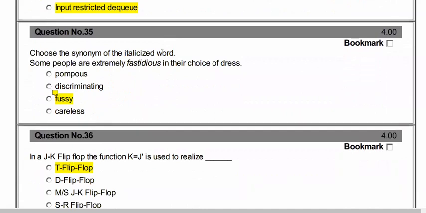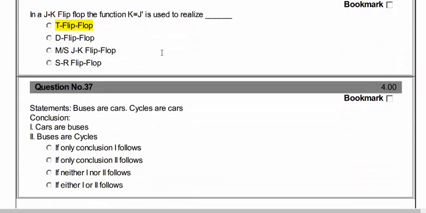Choose the synonym of the italicized word. Some people are extremely fastidious in their choice of dress. Option C is right. Fussy. Some people are extremely fussy in their choice of dress.